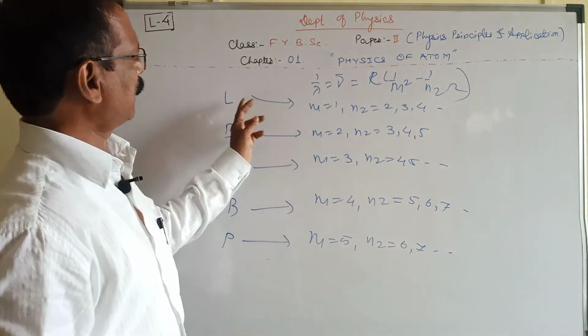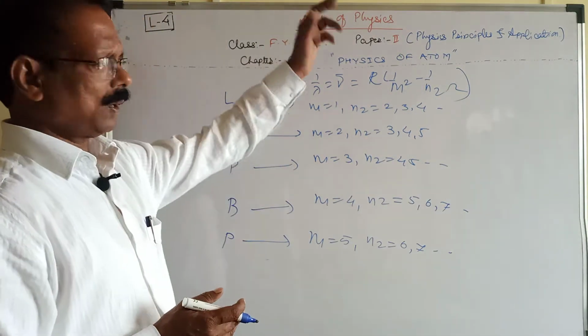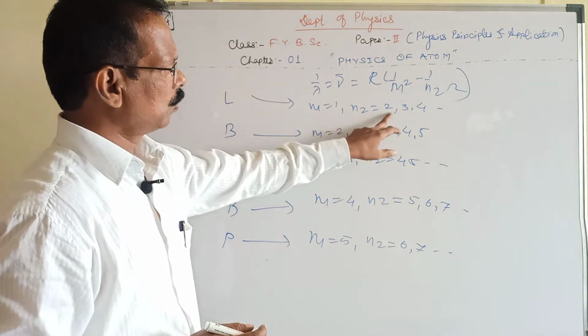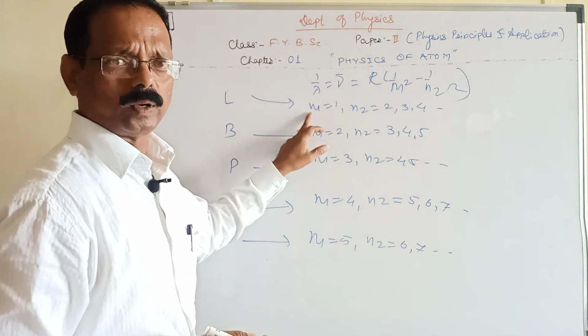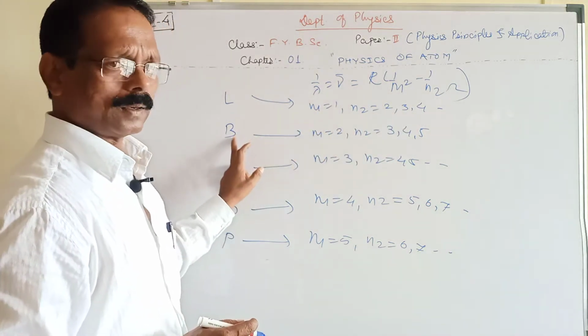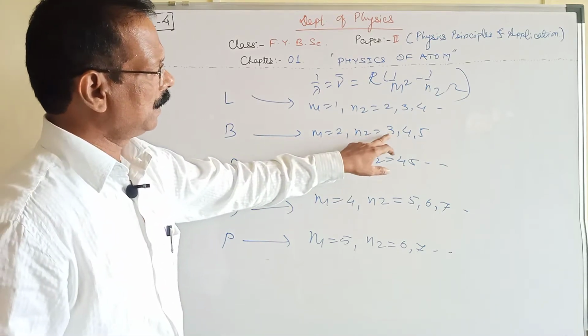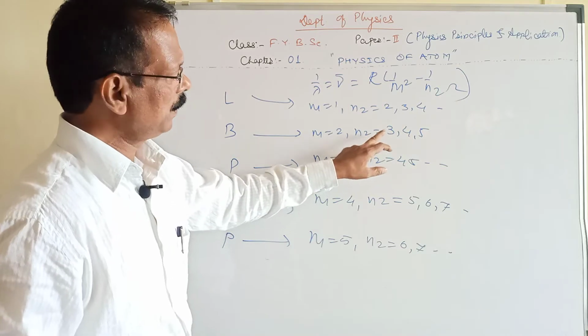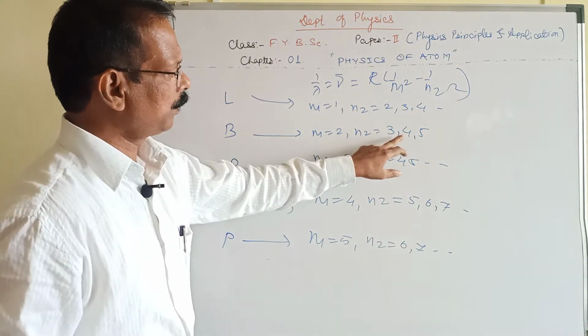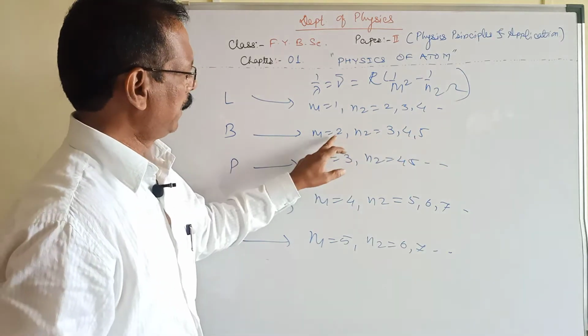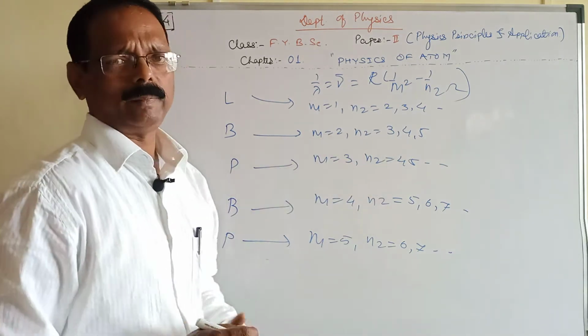What is the meaning of that? In the case of the Lyman series, the electron jumps from n2 is equal to 2, 3, 4 to n1 is equal to 1. Similarly in the Balmer series, n1 is equal to 2, n2 is equal to 3, 4, 5, which means the electron jumps from the 3rd, 4th, 5th orbit to n1 is equal to 2.